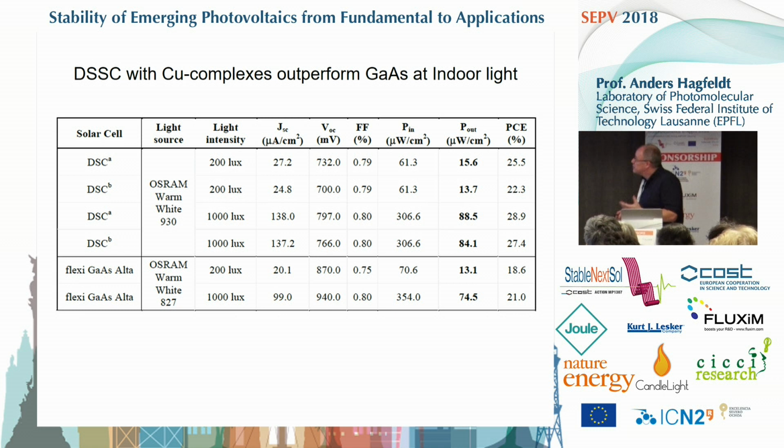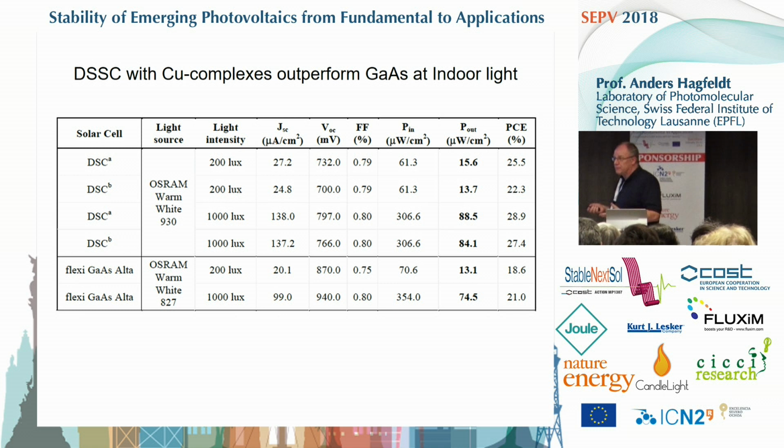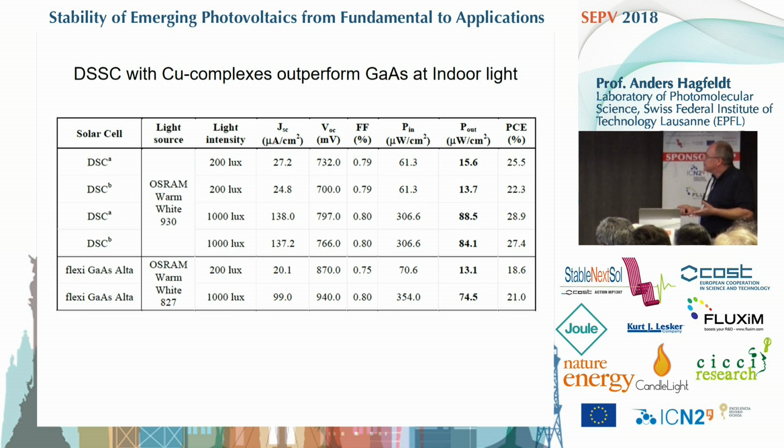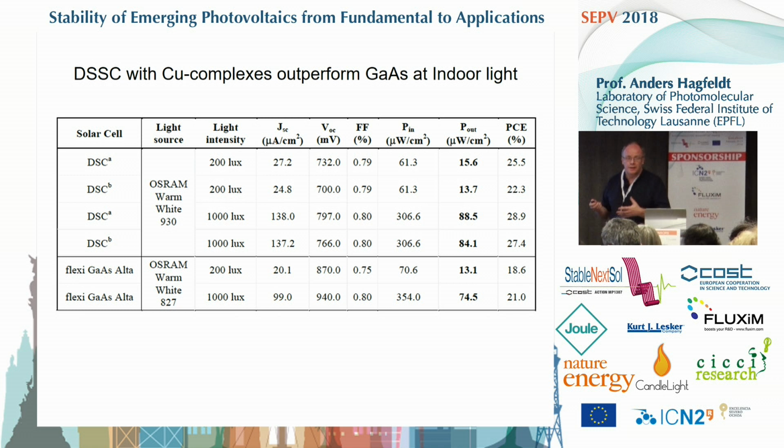We have for indoor light of 200 lux, 15 microwatt per square centimeter. I was sitting at the back in the morning, so I'm not sure exactly if I saw the numbers, but this is a very good number. Today we have even up to 18 microwatt per square centimeter. And we are comparing favorably to even gallium arsenide here. The gallium arsenide we got from Alta Devices shows 13-14 microwatt per square centimeter. So if I'm courageous enough to stick my neck out, maybe the DSC is giving the best efficiency we can have for indoor light.